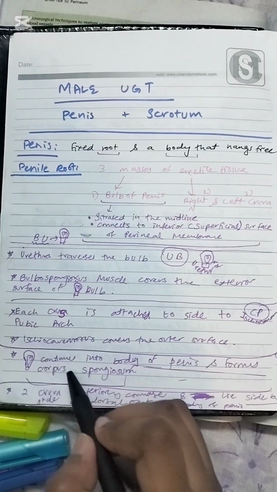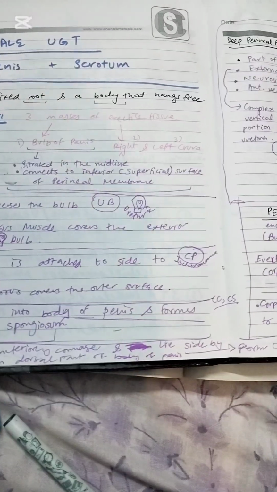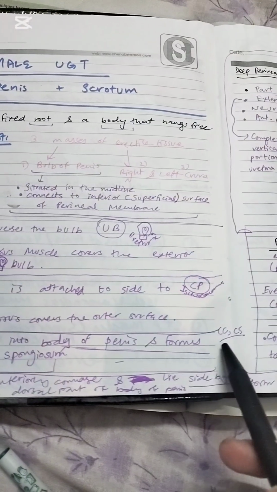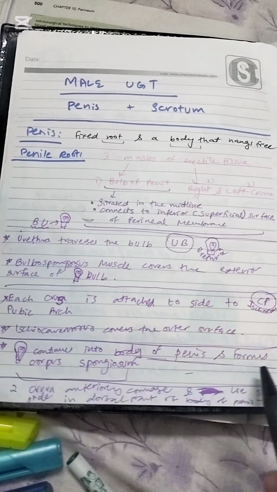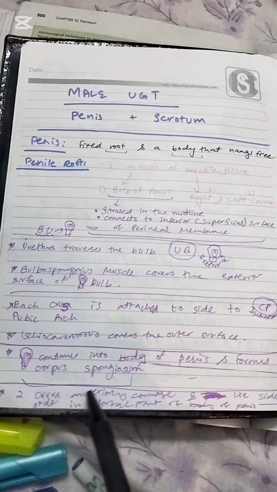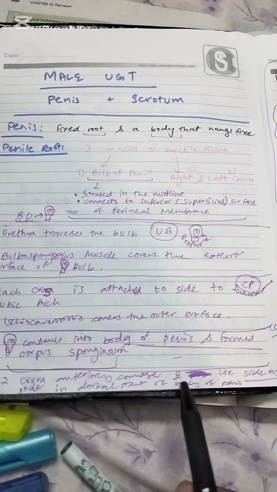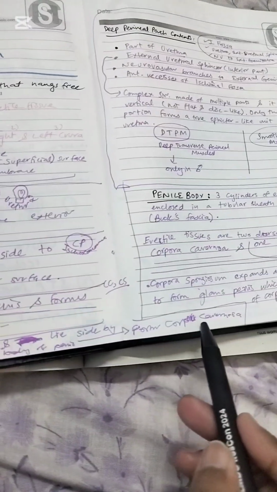And the bulb is going to continue into the body of the penis and form the corpus spongiosum. So I have another mnemonic for you here, which is CC and CS. The bulb is going to continue into the body of the penis and form the CS, which is the corpus spongiosum. And the two crura are going to converge anteriorly and lie side by side in the dorsal part of the body of the penis, and they are going to form the corpora cavernosa, CC.